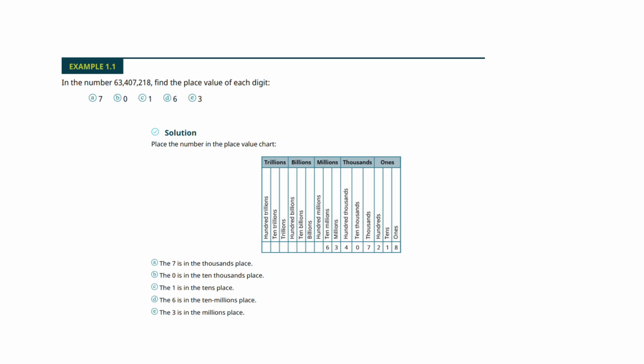We're going to put this number into our little chart here. I've got them all listed, matching up, and they're asking me what these different places are. Well, 7 is in the thousands. 0 is in the 10,000s. 1 is in the tens place, right on down. You can read that. We're matching them up and just catching on to our little patterns here. It's always going ones, tens, hundreds, and then thousands, tens, hundreds, millions, tens, hundreds.